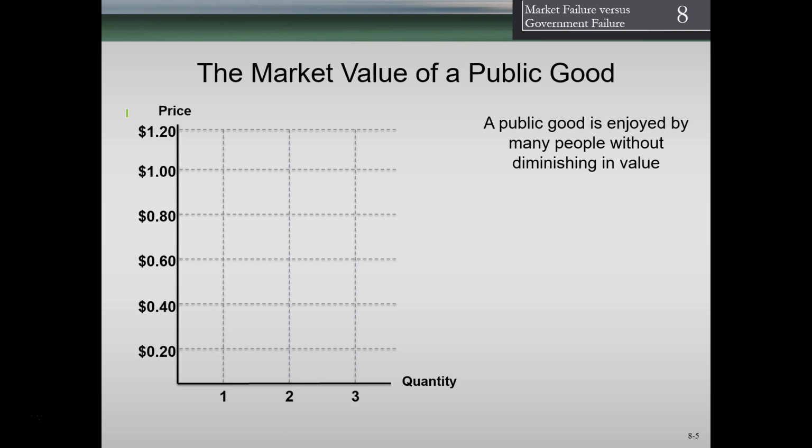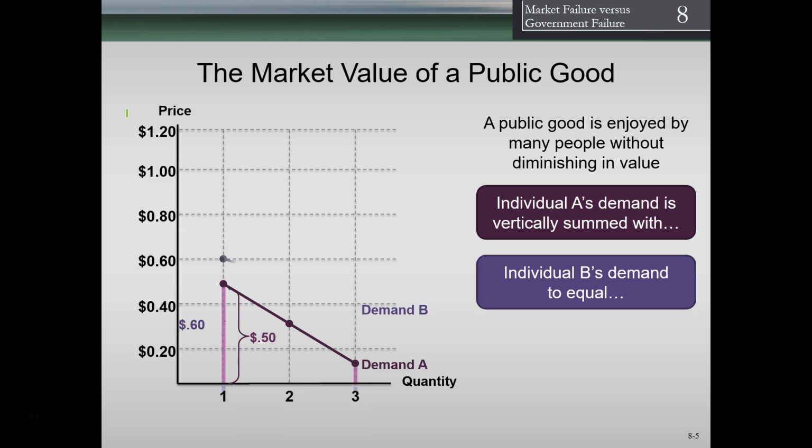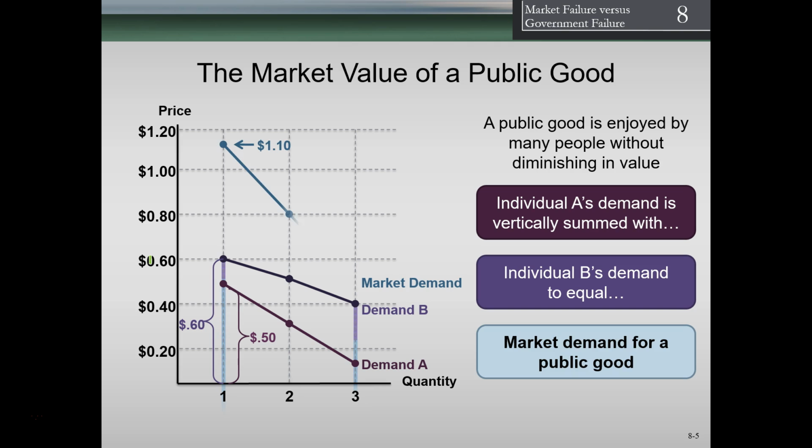A public good is enjoyed by many people without diminishing in value. So if we say we have person A and this is their demand curve for this particular public good, and then we have person B and this is their demand curve, they may have different demand curves, meaning at any quantity of the public good, they may value it at different prices. However, we can think conceptually that if we were able to sum up all the demand curves, that would be the market demand for the public good.